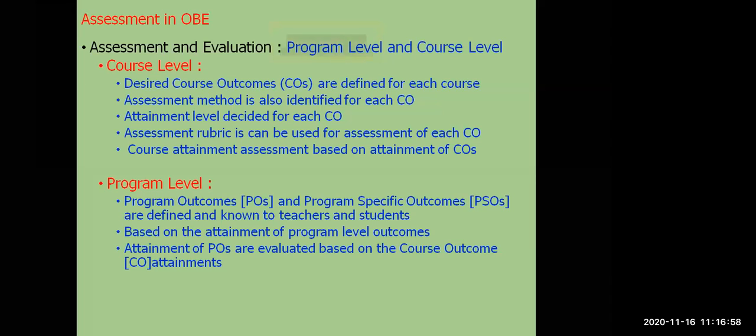Then the combined attainment is the sum of the attainment of all the POs, and it may be a weighted sum. It is not that simply plus plus plus. It may be a weighted sum of the attainment. That becomes the attainment of the program. Attainment of POs is evaluated based on the course outcome attainment. That means first we calculate the CO attainment, then based on that we calculate the PO attainment. Those who have gone through NBA will know it.